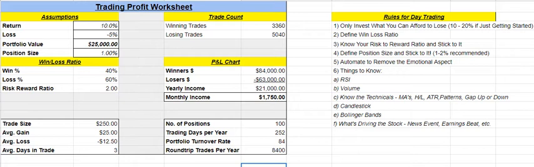So you can see here in the profit worksheet, these assumptions here. Let's say that for every trade, you're going to target a 10% return, right? And then you're going to set your stop loss at 5%. Okay? That means that if I invest, say, $1,000, or in this example, we're going to say every trade you place, if you have a $25,000 account, you're going to place a trade of $250.